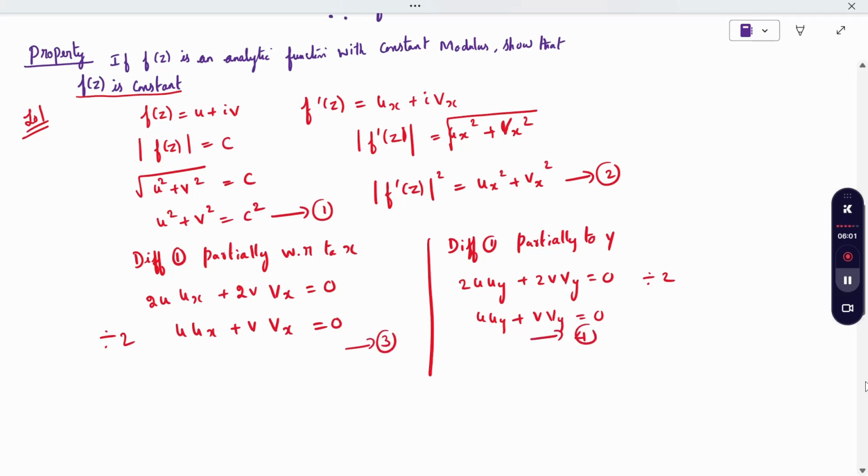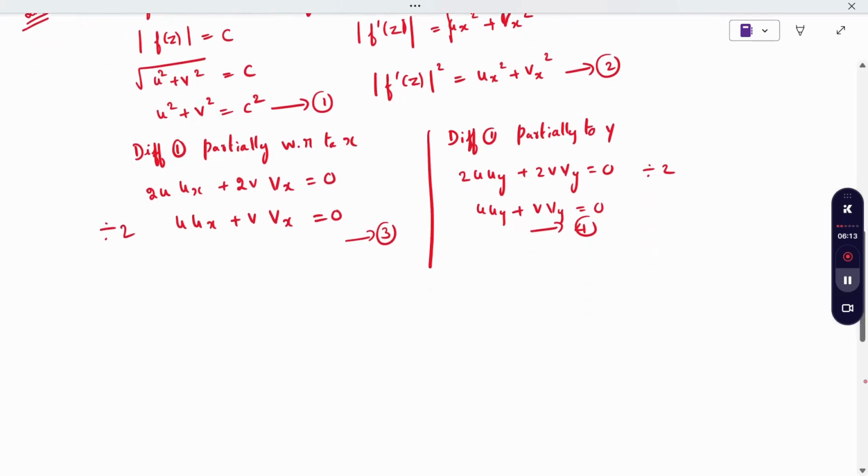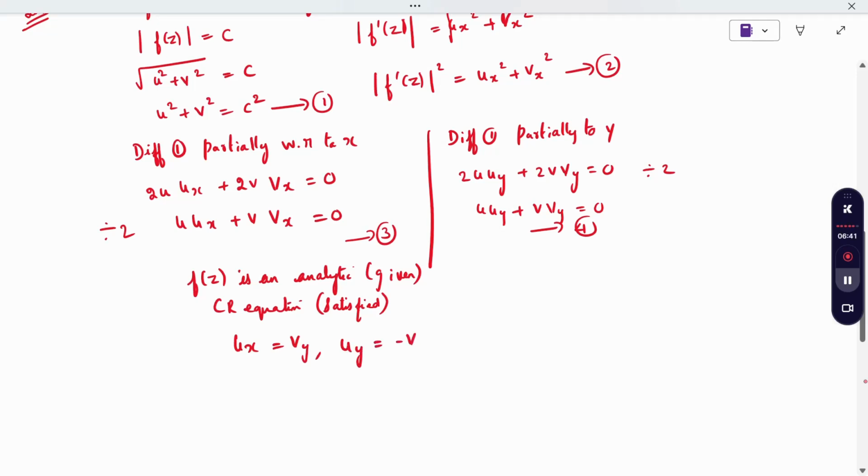So what I'm going to do now, f of z is an analytic function. It is given in the question. F of z is an analytic function, which means the CR equations are satisfied. Correct? It's given in the question, so the CR equations are satisfied. So what is our CR equation? ux equal to vy and uy equal to minus vx is the CR equation.